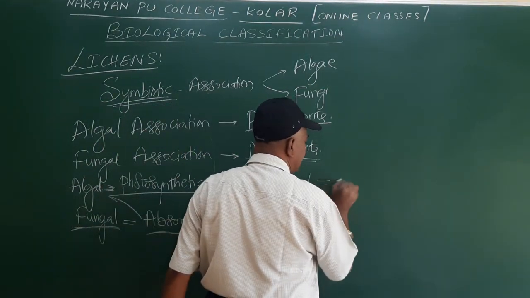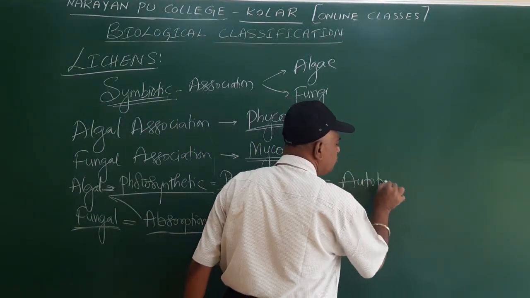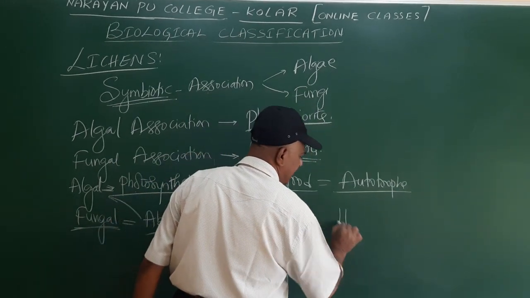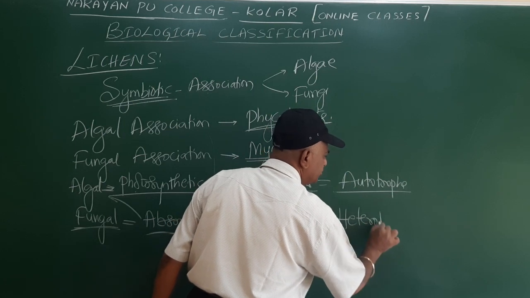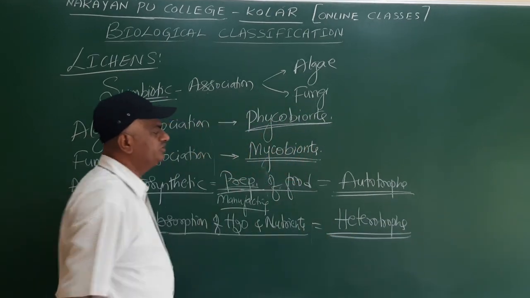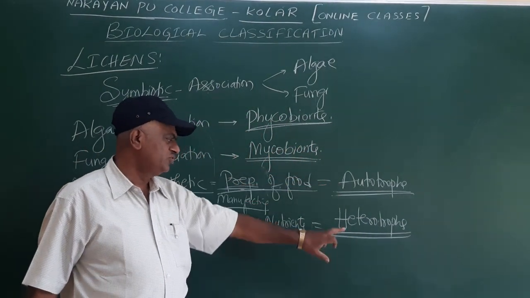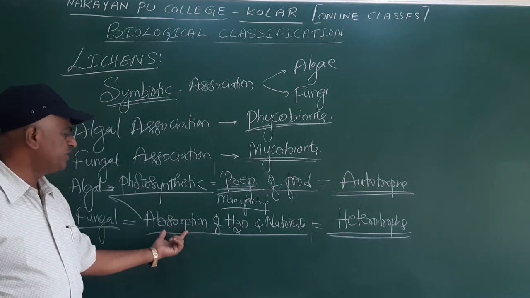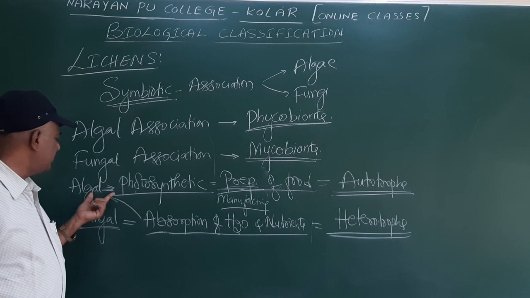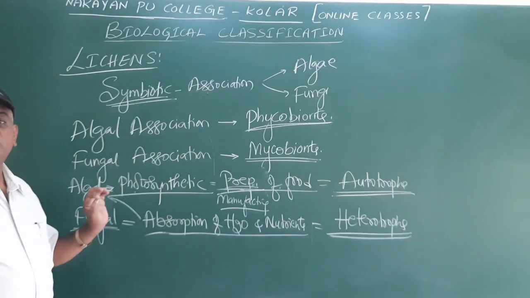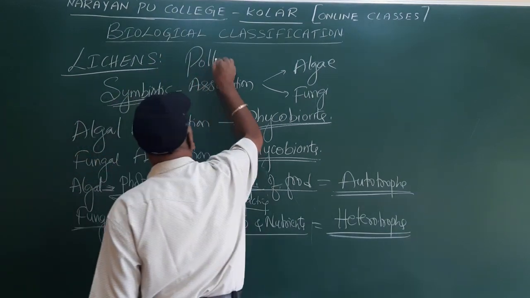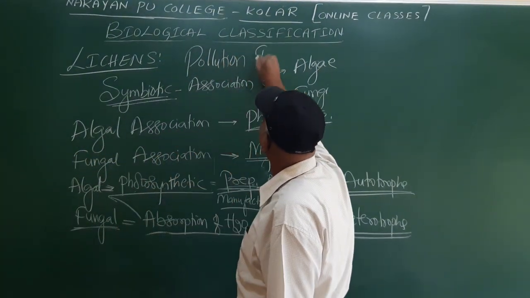So algae acts as phototrophs, whereas fungi acts as heterotrophs. So here it has both algal association as well as fungal association. Algae acts as autotrophs, fungi acts as heterotrophs. It absorbs water and food due to the plants. So it is nothing but lichens. Very important point here is lichens are always called pollution indicators.